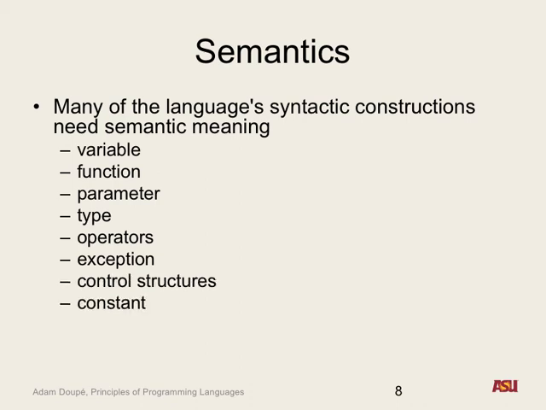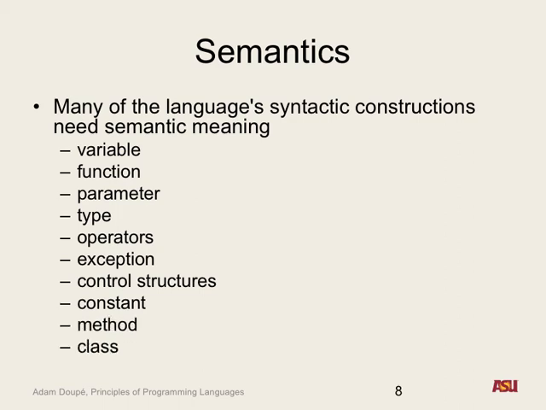Control structures we talked about. What about constants? This would be pretty trivial, right? But what does it mean for something to be constant? Always accessible, and unchanging. So it means that you can't assign to or change something that's constant. Does the language actually enforce this or not? That's something you need to know.